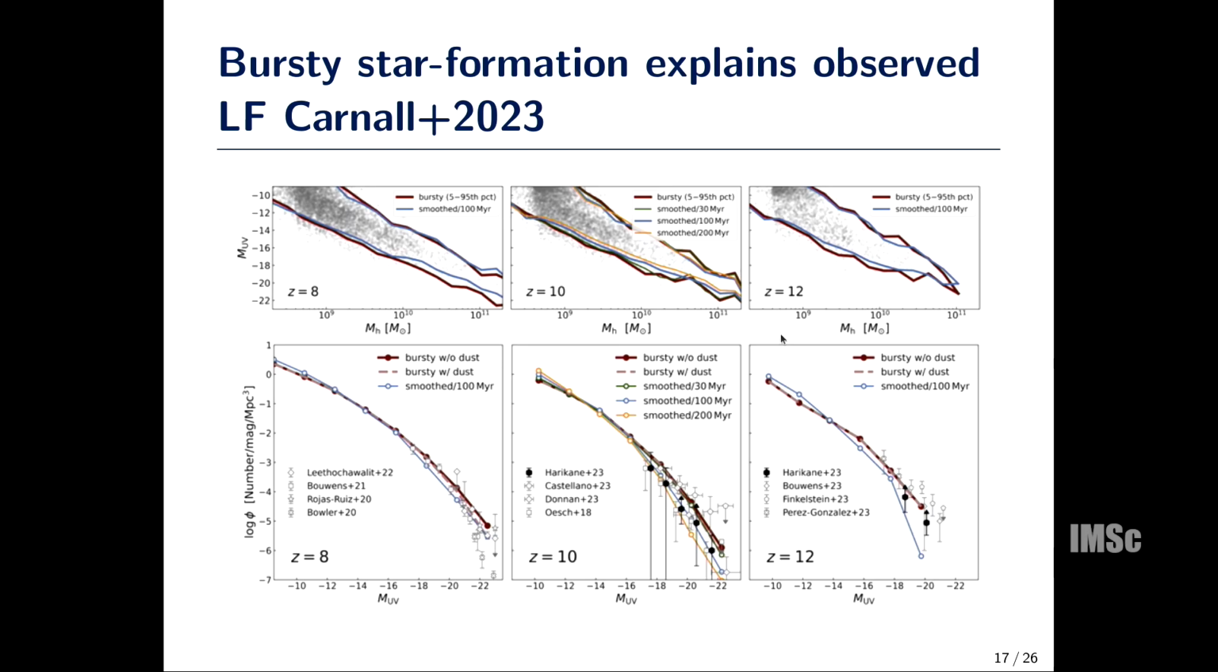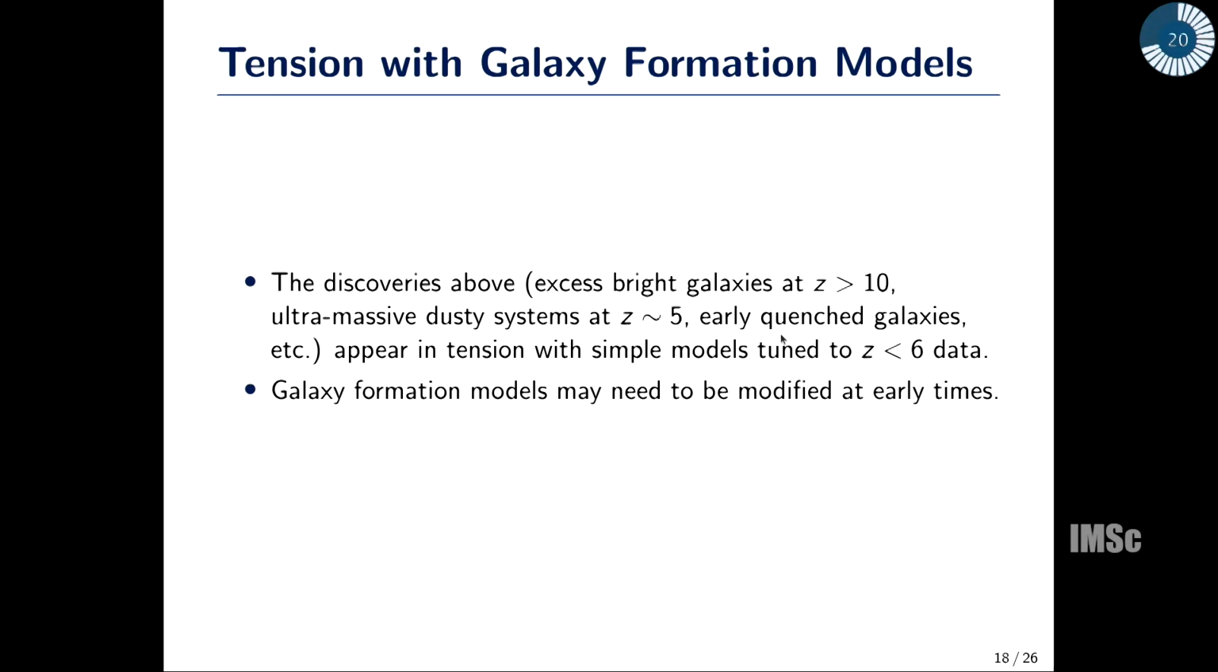So this again will need to be explained. I mean, it's easy to say that the star formation is bursty, but what is the physics that allows for this kind of star formation? Because we don't see it in the nearby universe. So there is some tension with galaxy formation models.